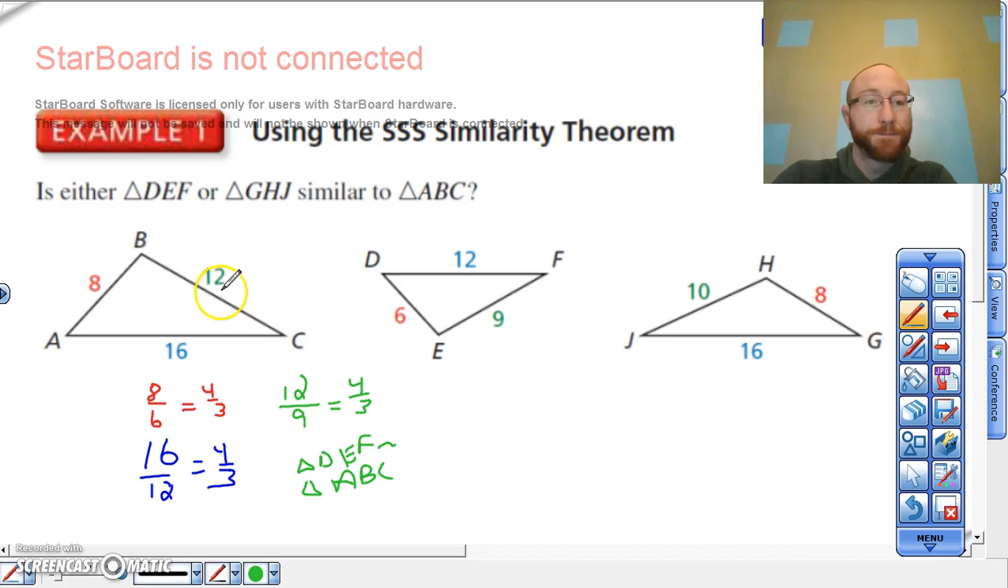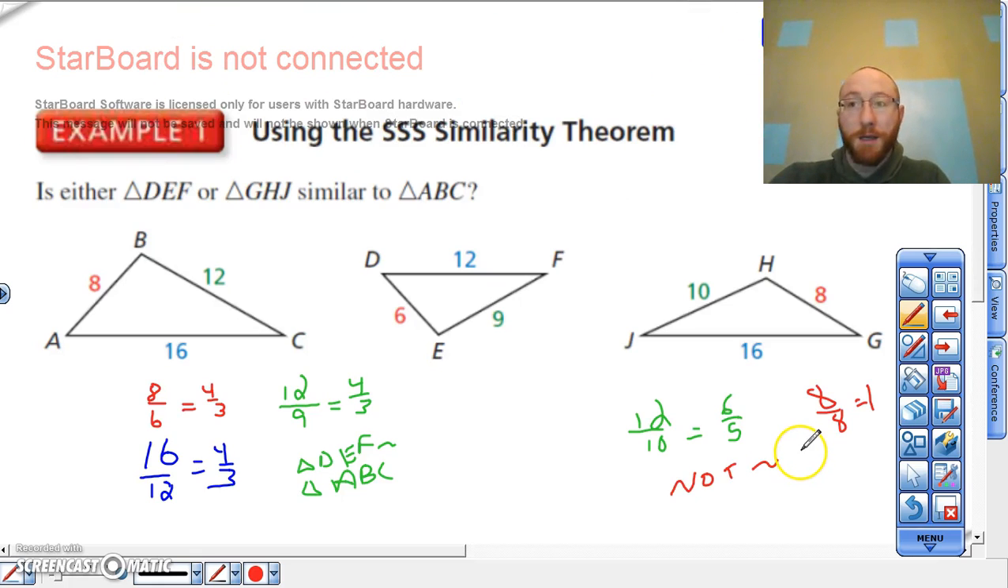So let's start with green. Do 12 over 10. And that simplifies, divided by 2, to 6/5. So I need 6/5 for my other answers. Let's do red. Ew, 8 to 8. I don't think that's going to work. 8 over 8 simplifies to 1. Since these are not the same, we would say these are not similar. Alright, that wasn't so bad. Let's move on.